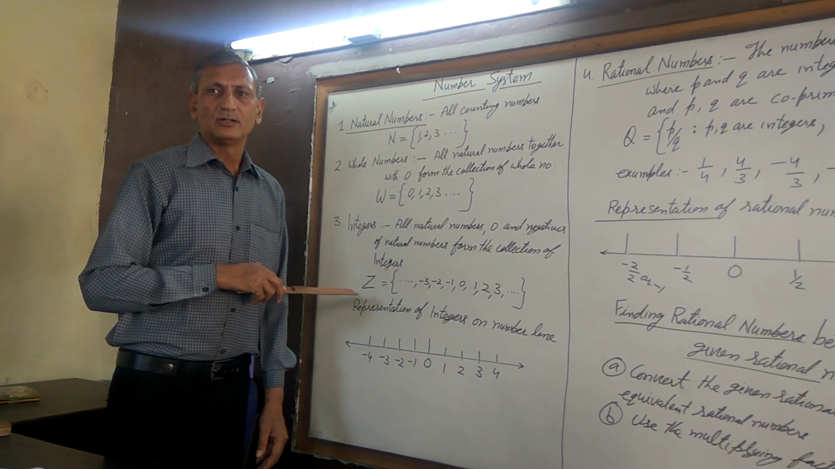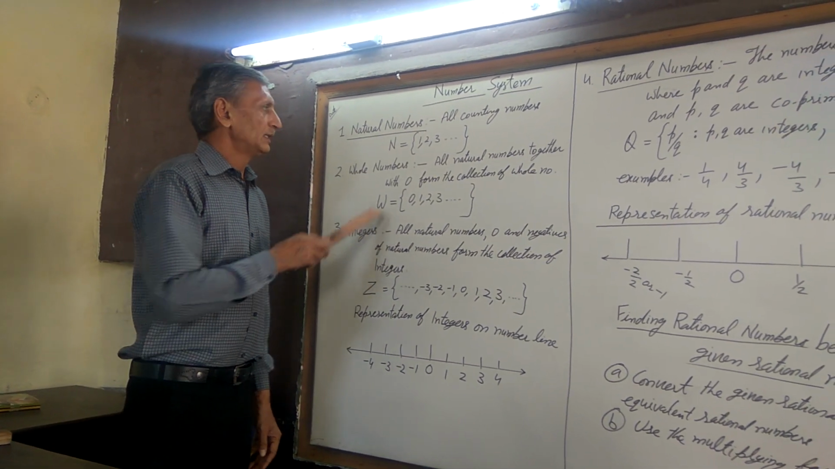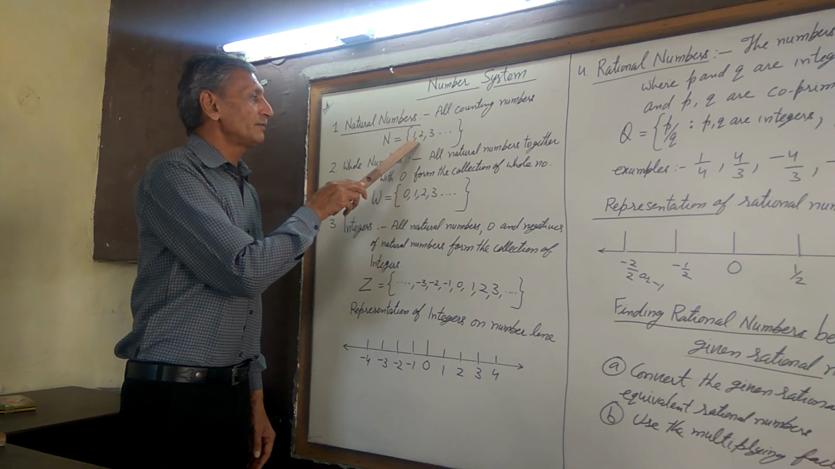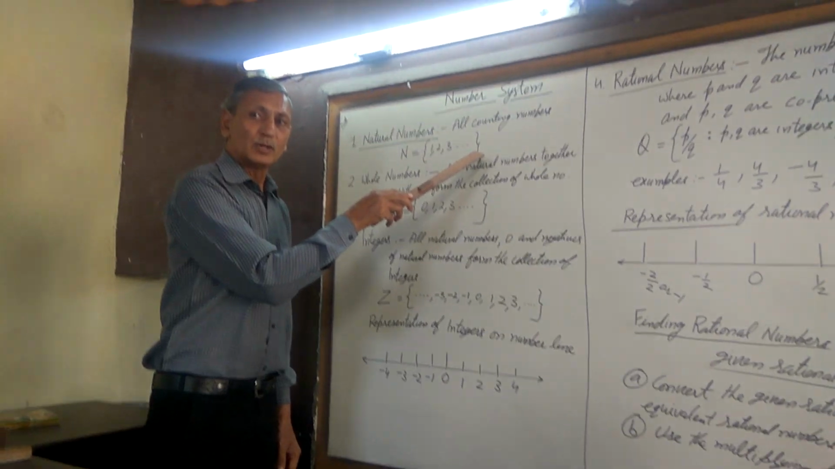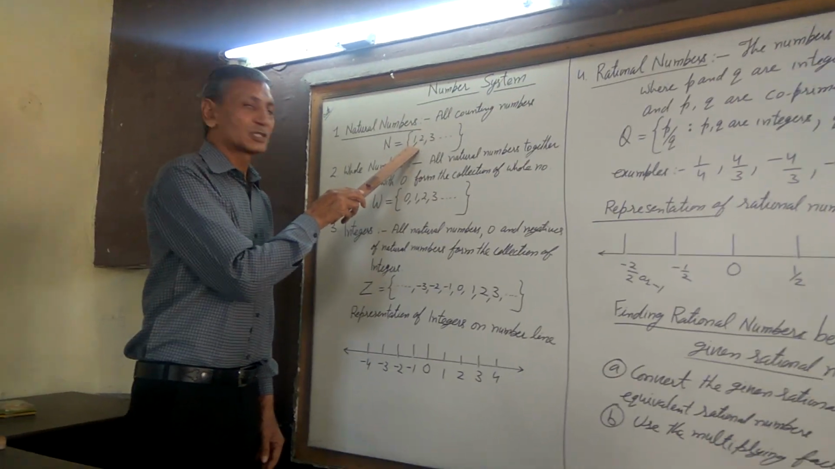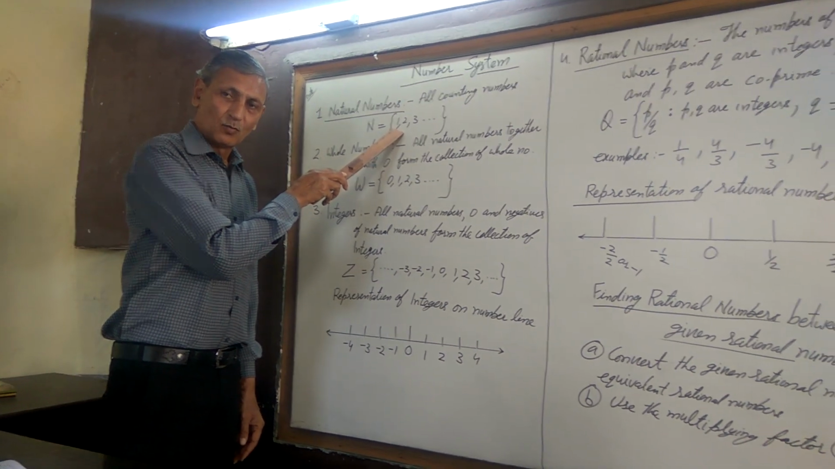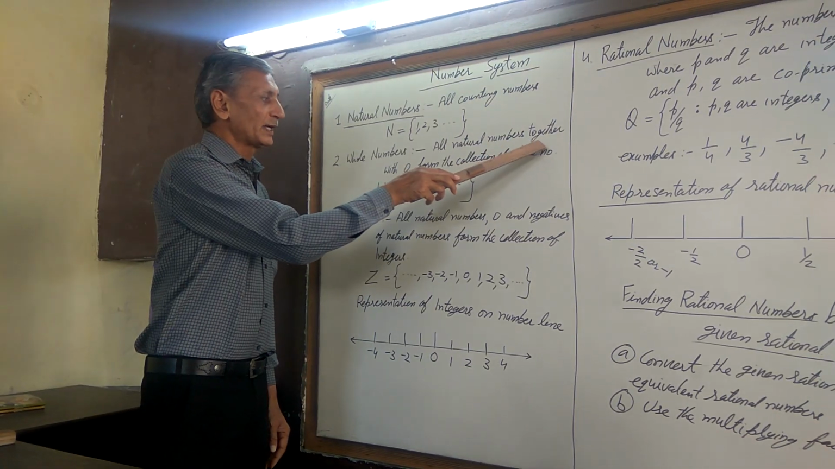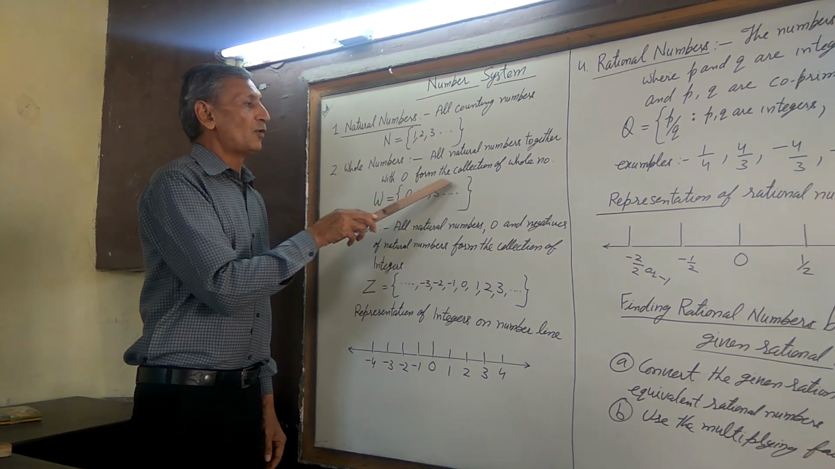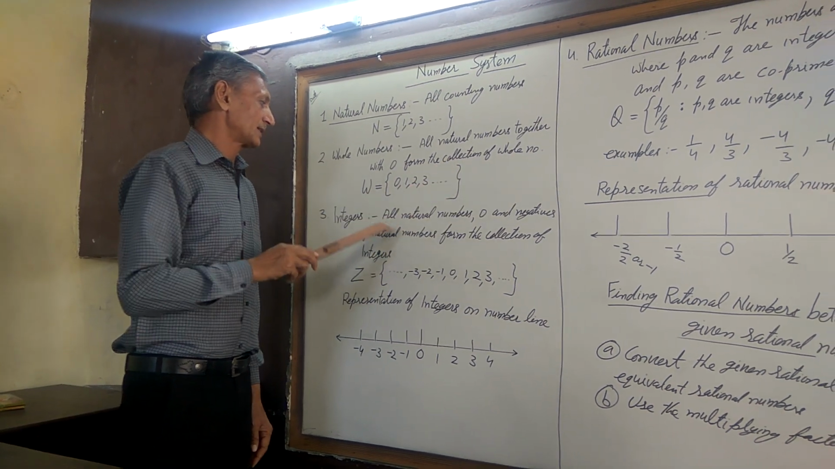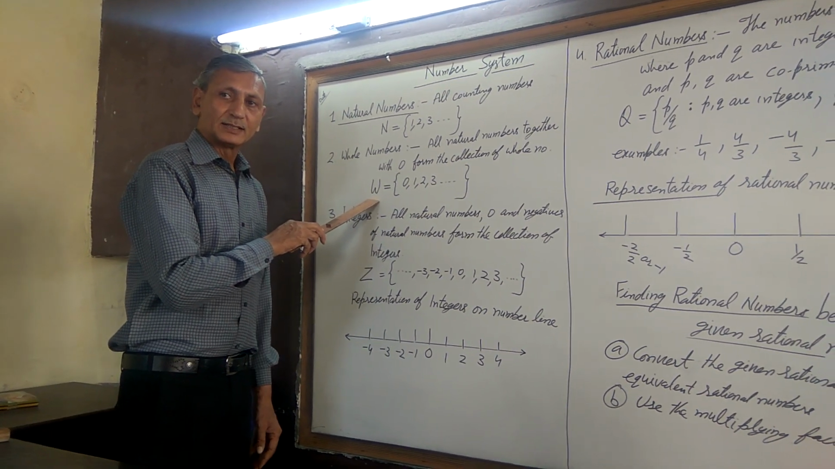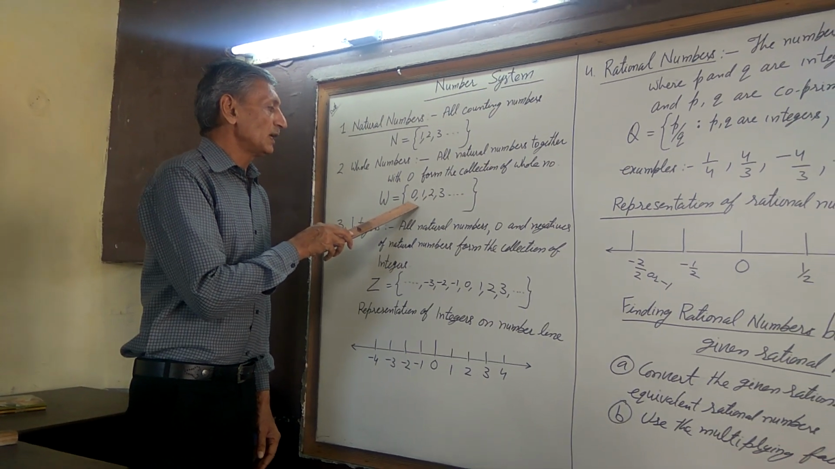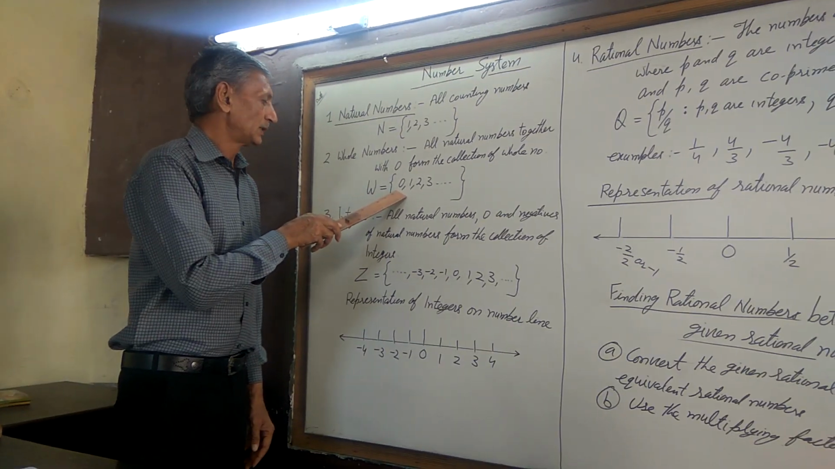Natural numbers, all counting numbers. They are represented by N. They start with 1 and go up to infinity. Therefore, the smallest natural number is 1. Whole numbers: all natural numbers together with 0 form the collection of whole numbers. Whole numbers are represented by W. The smallest whole number is 0.